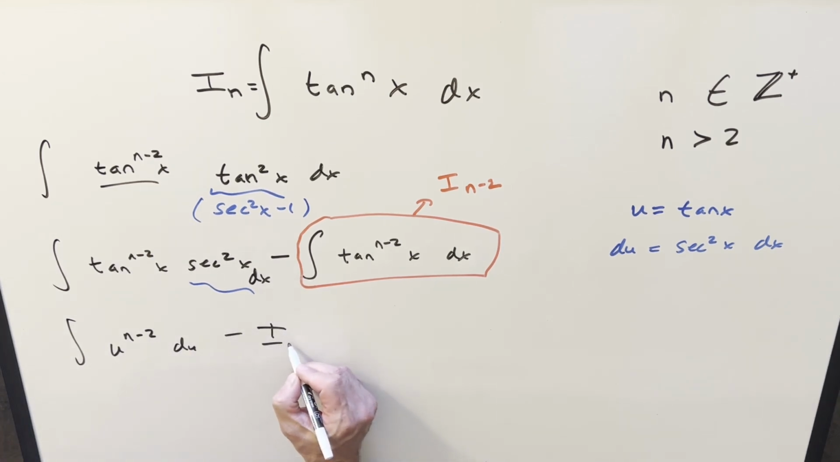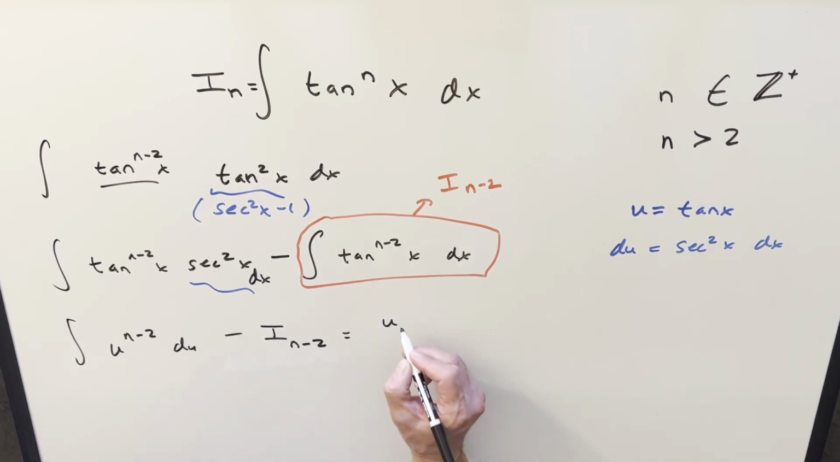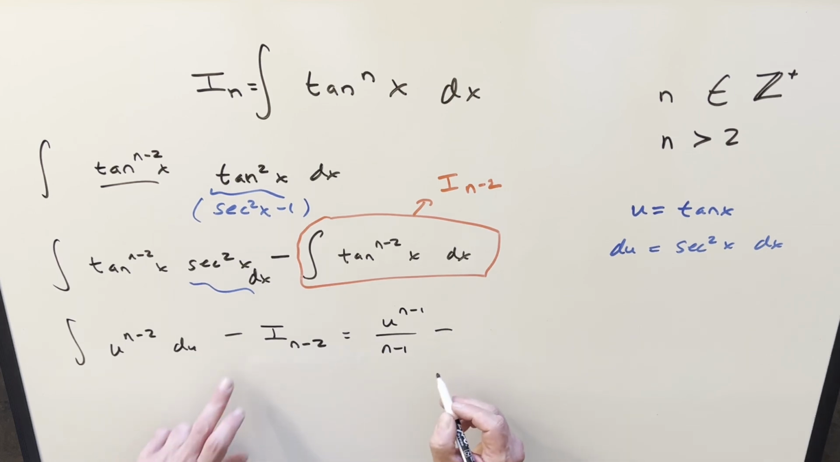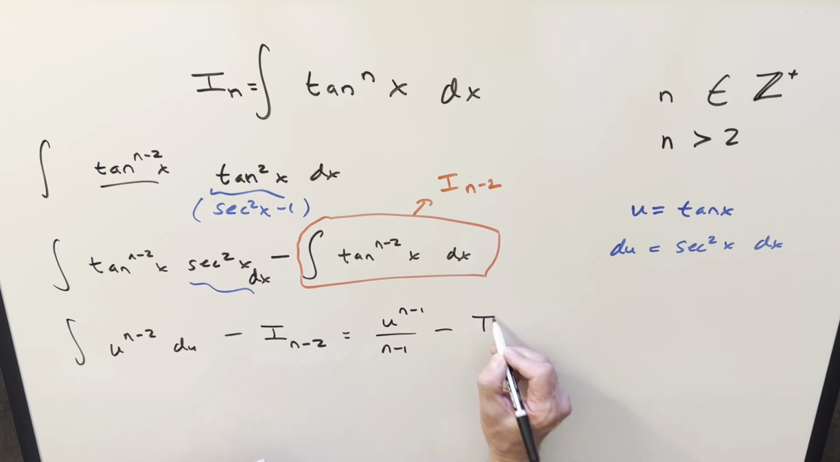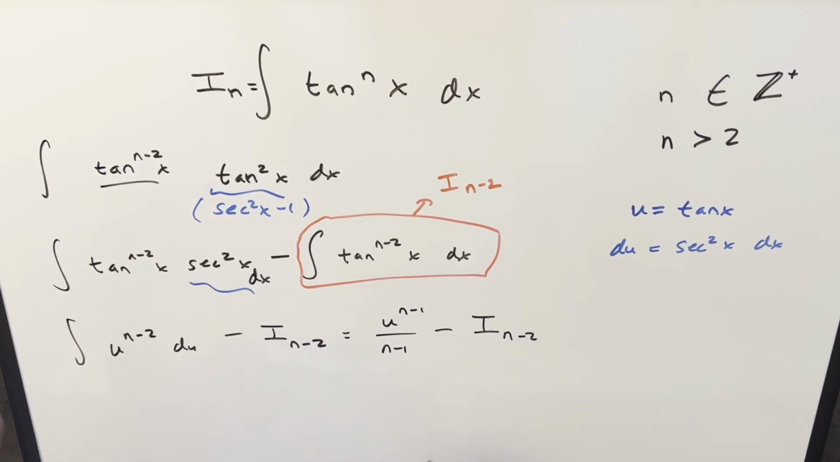And then let's bring along this part. This is just going to be minus I sub n minus 2. But now for this part, we'll just integrate with the power rule. This is going to become u^(n-1) over n minus 1. There's a plus c on it, but I'm actually going to leave it off because we're going to have this in our formula, and this right here is going to imply a plus c when you integrate this.